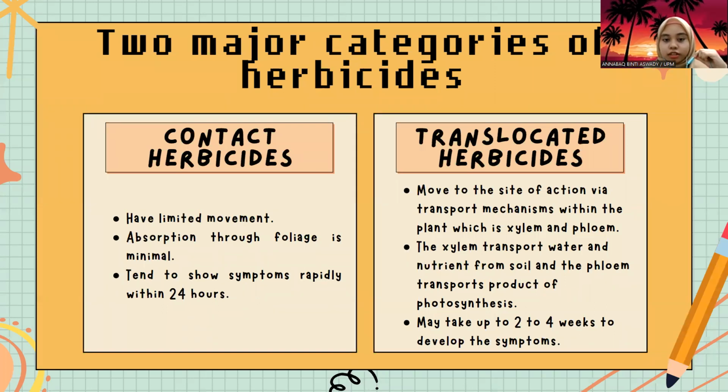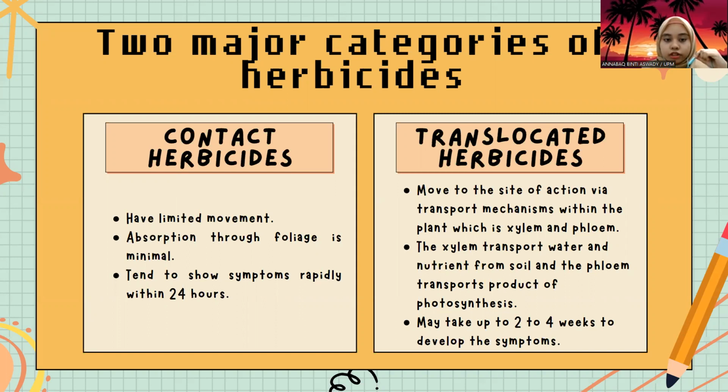There are two major categories of herbicides, which are contact herbicides and translocated herbicides. The first one is contact herbicides. It only affects the part of the plant that it touches, so it has very limited movement. The absorption through foliage is minimal. Therefore, the application must be made in sufficient quantity to cover the foliage thoroughly. Contact herbicides tend to show symptoms rapidly, within 24 hours.